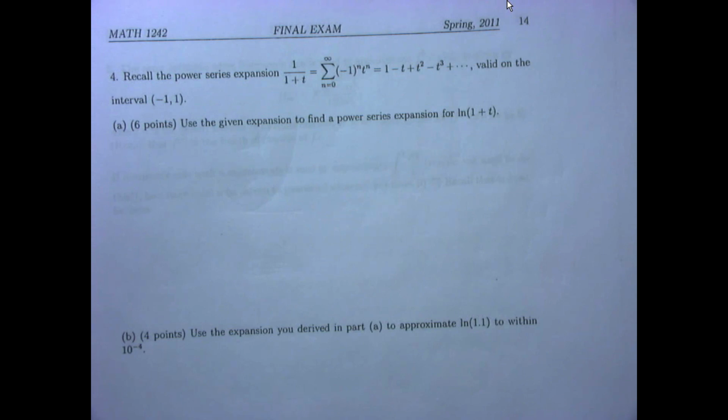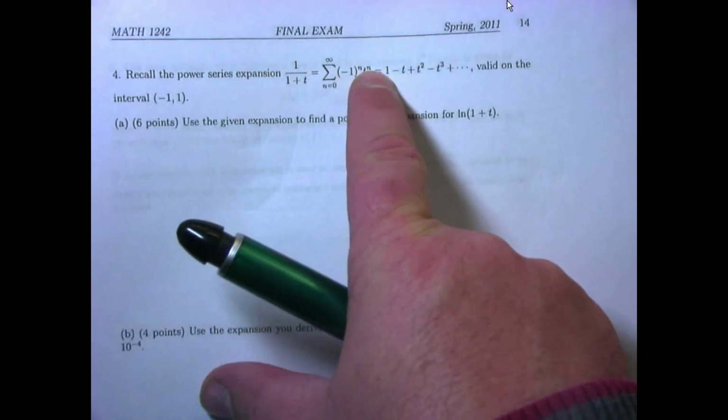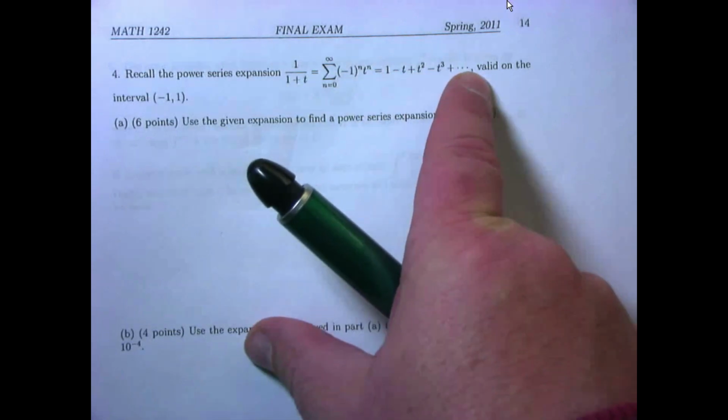Recall that the power series of 1 over 1 plus t, which is the sum as n goes from 0 to infinity of negative 1 to the n, t to the n, is 1 minus t plus t squared minus t cubed, and so on.